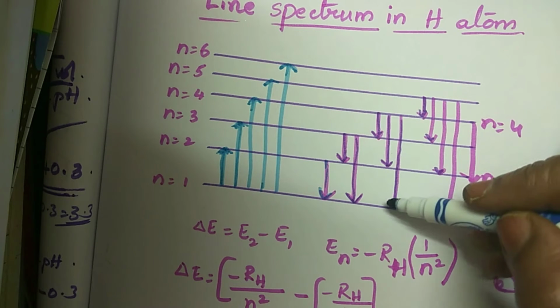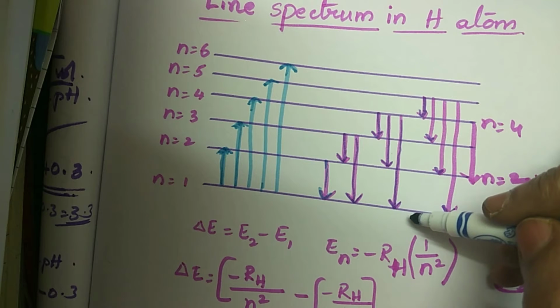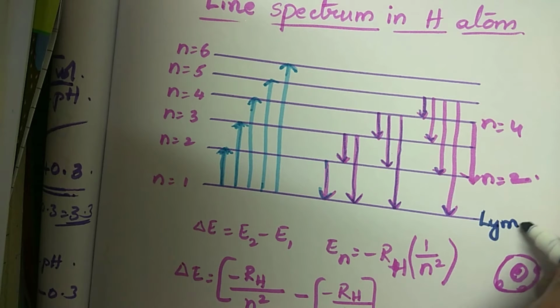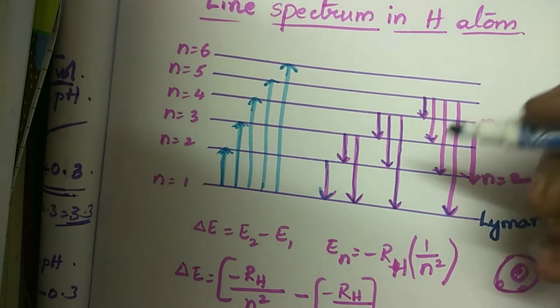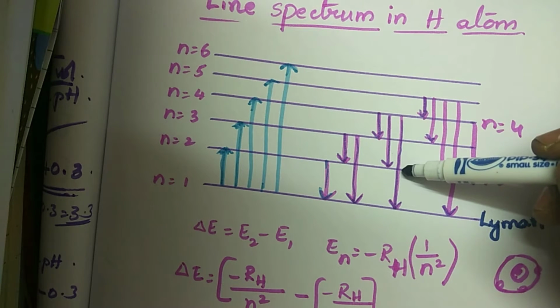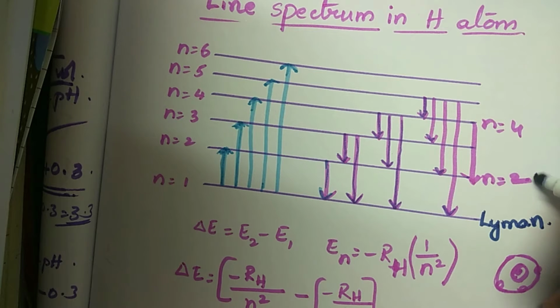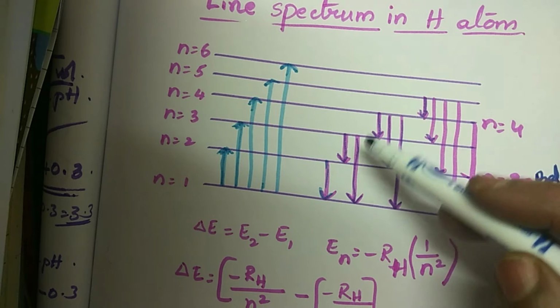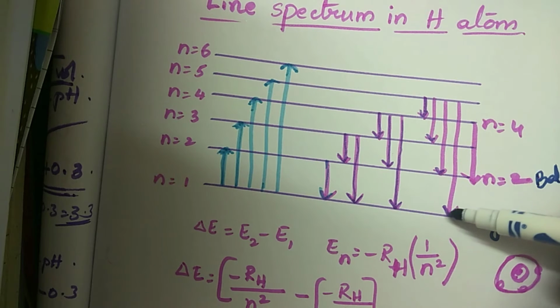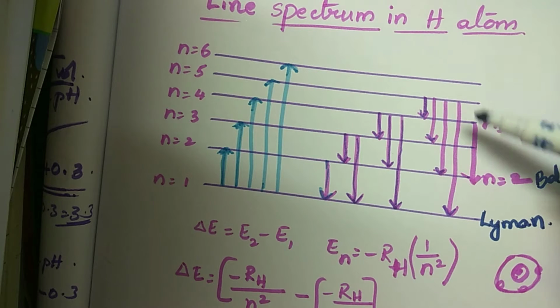When the electron comes back directly to first orbit, the lines observed are known as Lyman series of lines. And when the electron comes back to the second principal quantum number, the lines observed are known as Balmer series. The electron may come from any of the higher energy levels to the first principal quantum number in case of Lyman series, and any of the higher energy levels to the second principal quantum number in case of Balmer series.